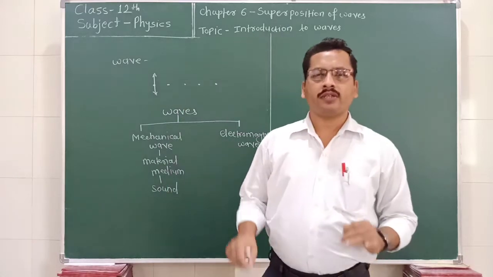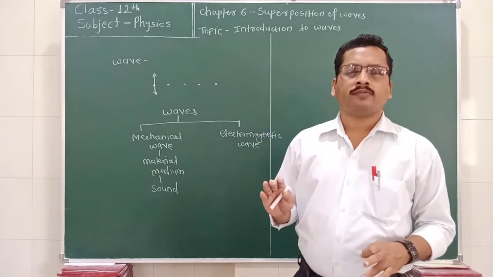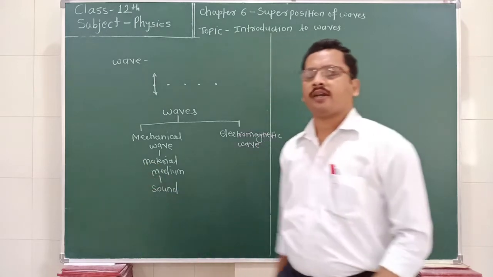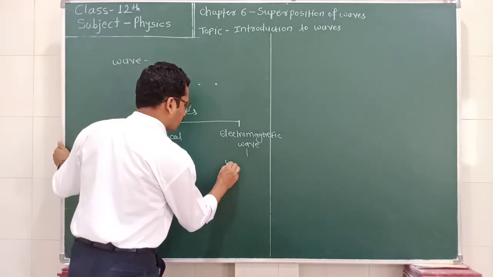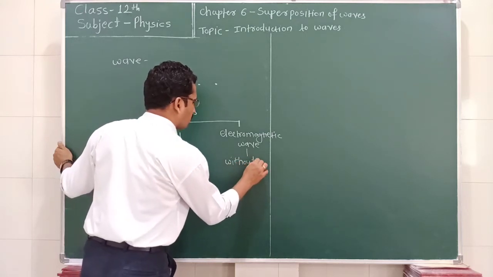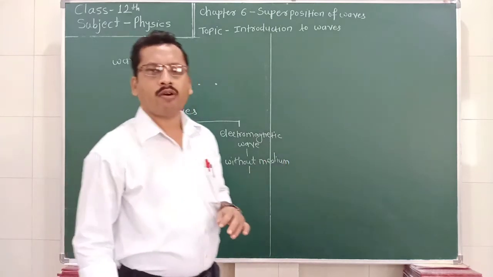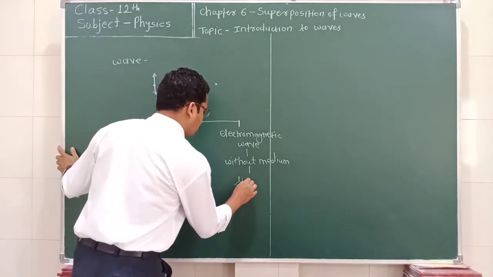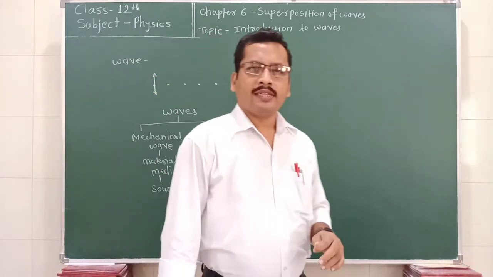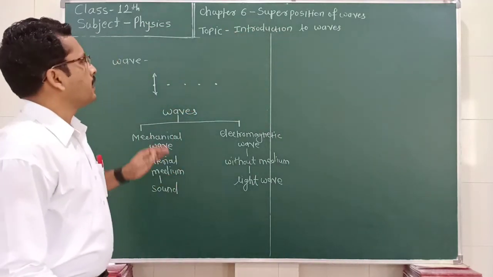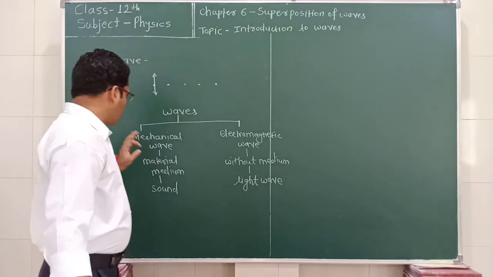Now what is an electromagnetic wave? An electromagnetic wave is a wave which does not require any medium for traveling, or for the transfer of energy from one point to another point. So you can say that an electromagnetic wave can travel from one place to another without a medium. And the example of this electromagnetic wave is nothing but a light wave. So these are the two types of waves we are going to discuss in this chapter, Superposition of Waves, but mainly we are concentrating on mechanical waves.